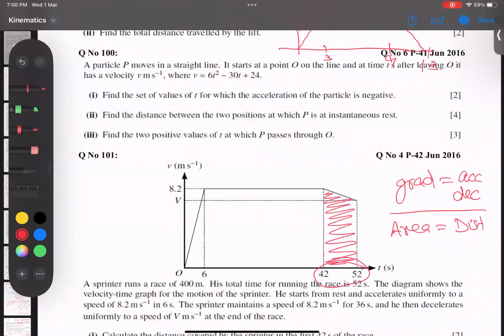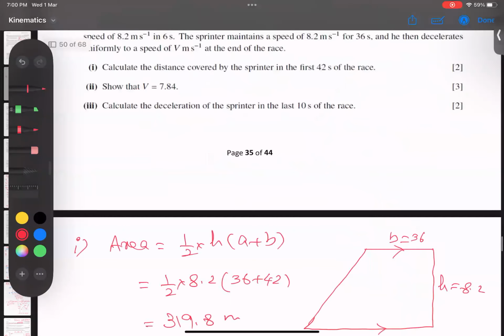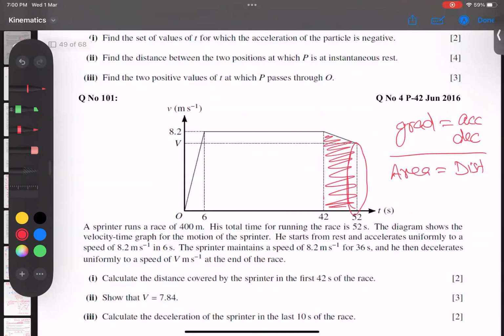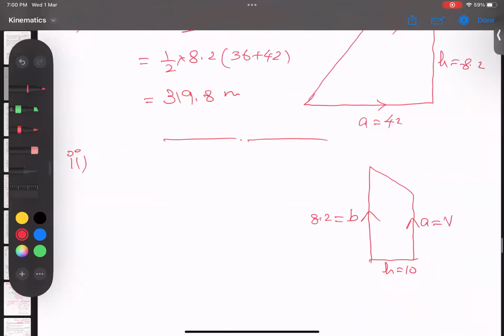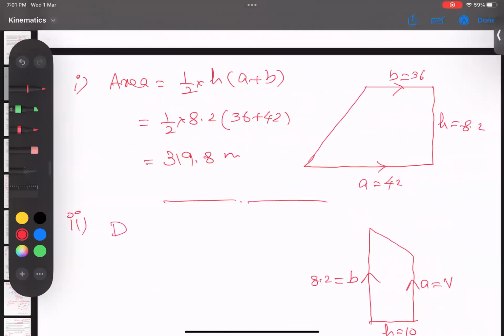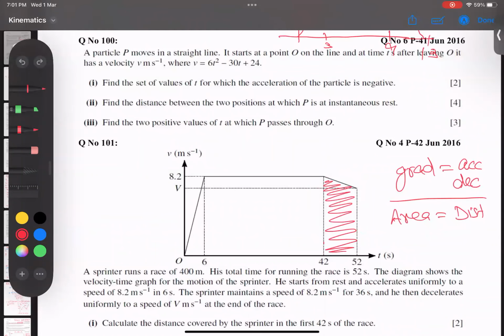Here 52 minus 42 is 10, so H is 10. And now students, what is this from here to there? It is V. So this gap is V and this gap is 8.2. I think the idea is very clear. And the distance traveled in the last stage is how much? Out of 400, subtract 319.8, and I get 80.2 meters. It means the area of the last trapezium, the distance traveled, is 80.2.